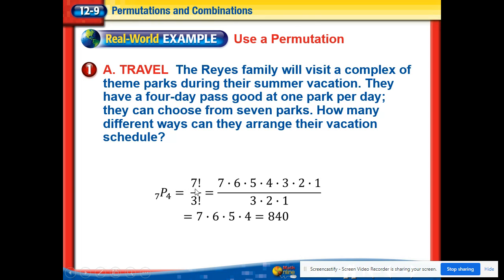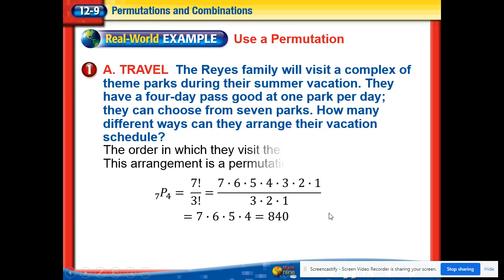So that becomes 7 factorial over, and we're going to subtract, 3 factorial. Well, 7 factorial is 7 times 6 times 5 times 4 times 3, all the way down. 3 factorial is 3 times 2 times 1. Notice they both have that 3 times 2 times 1. So those will actually cancel out, leaving me just the 7, 6, 5, and 4. Multiply those together, we have 840 different ways.